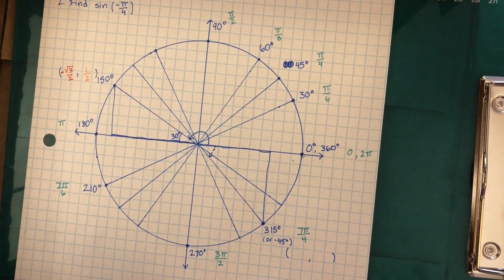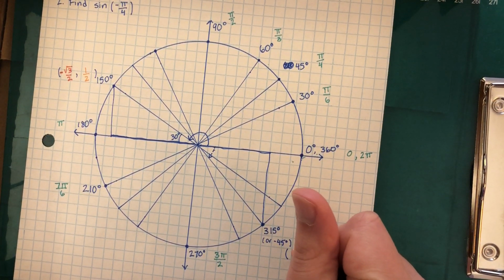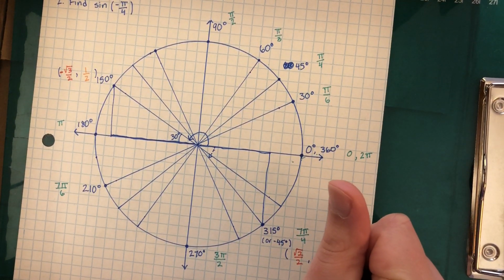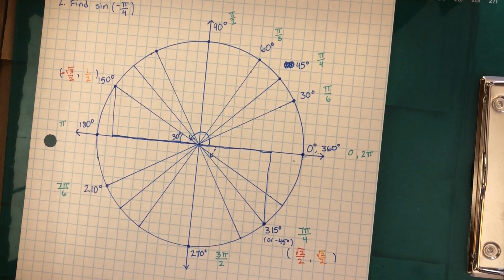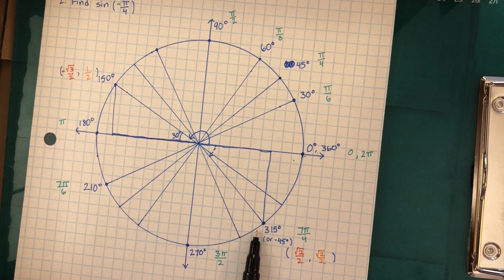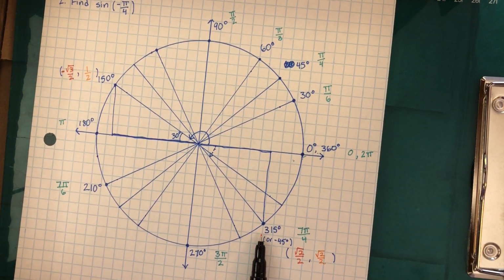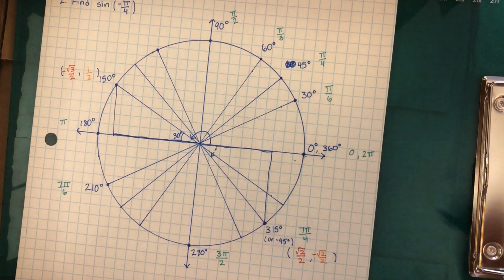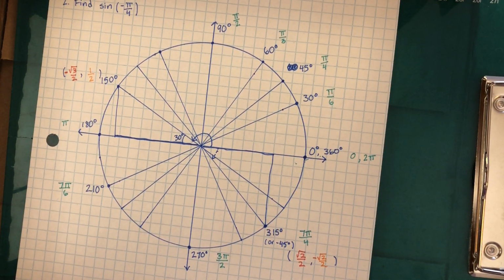So my cosine, my x-coordinate, is going to be something related to the square root of 2 over 2. And my sine, my y-coordinate, is also going to be something related to the square root of 2 over 2. And then I can use the unit circle to figure out what the positive or negative sign should be. I can tell that because I'm over here, I should have a positive x coordinate and a negative y coordinate. So I'm going to put a negative sign in front of this.